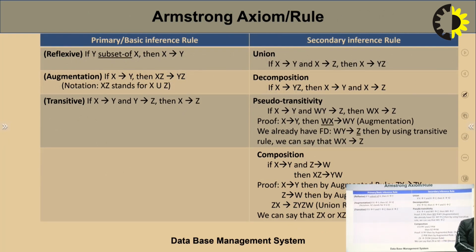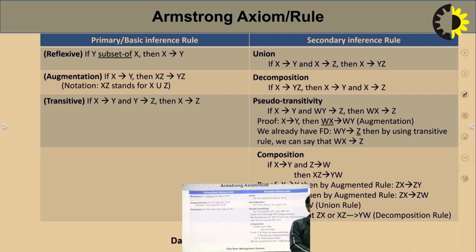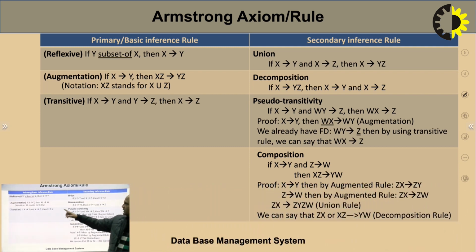Suppose we have some axioms that we can use in normalization. What are Armstrong's axioms? The basic three are reflexive, augmentation and transitive. These are the three inference rules that come under the Armstrong axioms. There are also some other rules that can be used in normalization. Let's talk about the reflexive inference rule: if y is a subset of x, then x tends to y. This is called the reflexive inference rule.